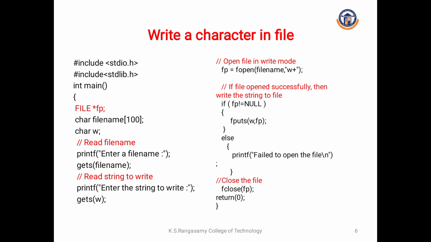So gets w, so it is writing a single character. Next, now I have written that particular character into the character data type w. Here it was gets w, it indicates it may be of a string or it may be of a character. So either way you can use it.